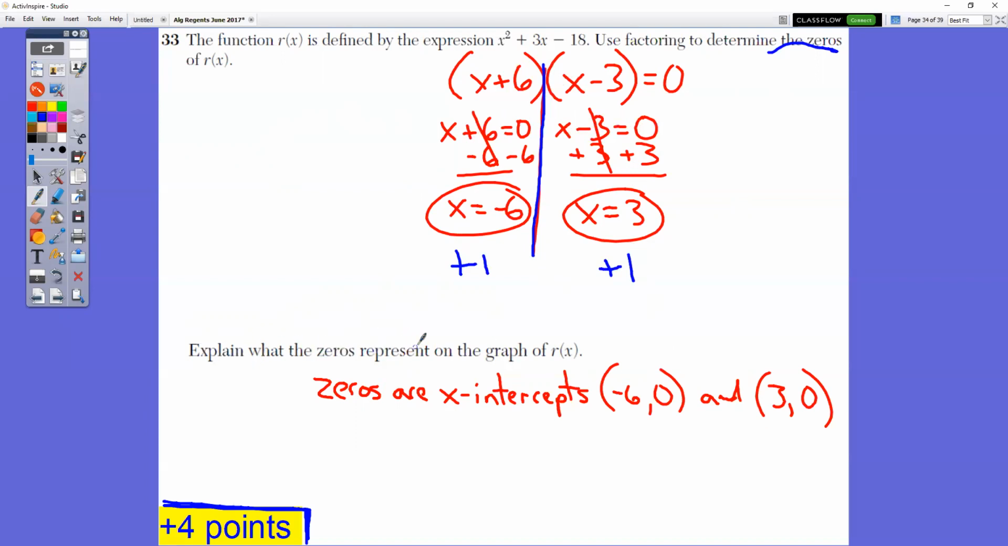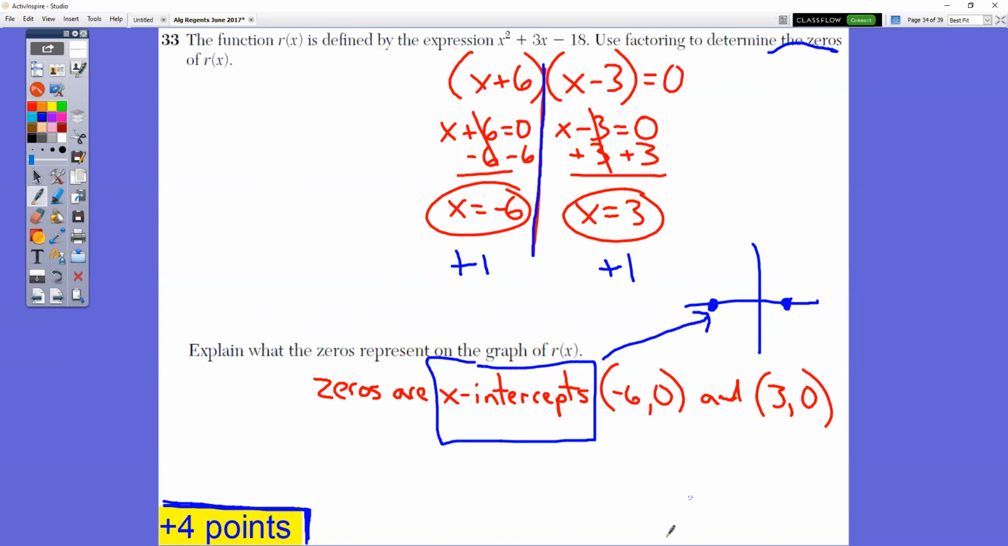Explain what the zeros represent on the graph. Well, what the zeros would represent, those are your x-intercepts. If we actually went and graphed this, negative 6, 0 would be like right here, and 3, 0 would be right here. Those zeros are the x-intercepts. All right, those zeros are the x-intercepts. This answer is worth 2.